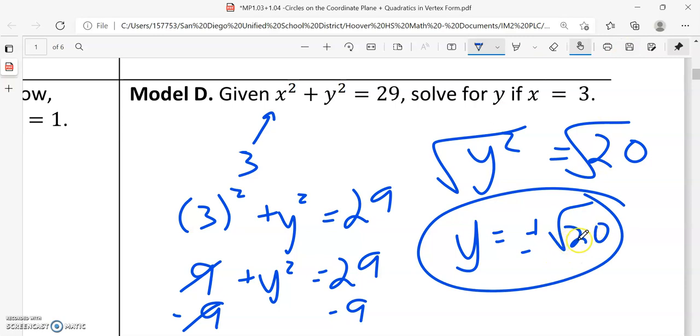You can square root this number and you get a decimal. We're going to leave it as a square root to get our exact answer. Remember, whenever you square root a number, you get plus and minus that number.